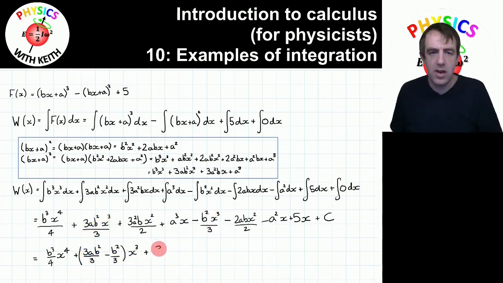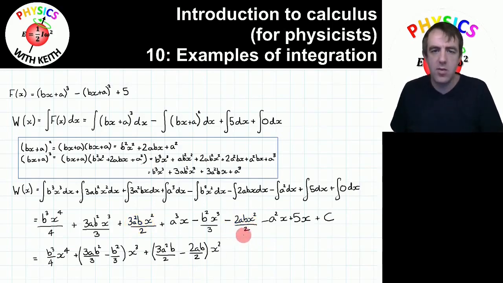Then we do the same thing with the x squared term, so 3a squared b over 2, then minus 2ab over 2, that's x squared. And that came from this term, subtract this term, and then factor out the x squared. Finally, terms with x in it, so we've got plus a cubed, a to the power of 3, minus a squared plus 5, and then some constant at the end.